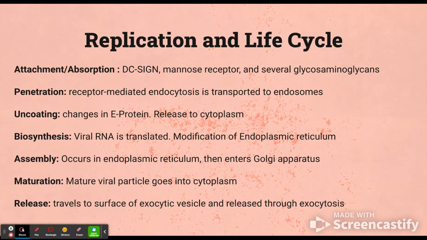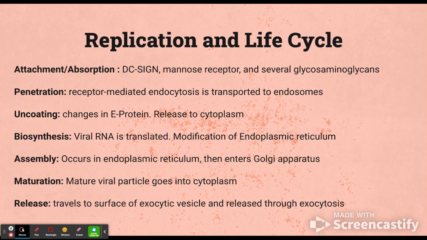So the replication and the life cycle of it, the exact replication for the West Nile virus is not clearly understood. However, the virus does include the DC-SIGN and mannose receptor and several glycosaminoglycans. The virus itself enters the host cell through receptor-mediated endocytosis and then gets transported to the endosomes. And then the acidification of the endosomal compartment causes changes in the E protein, resulting in the fusion of the viral membrane with the membrane of the endosomal compartment. And then this results in the release of the viral nucleocapsid into the cytoplasm.